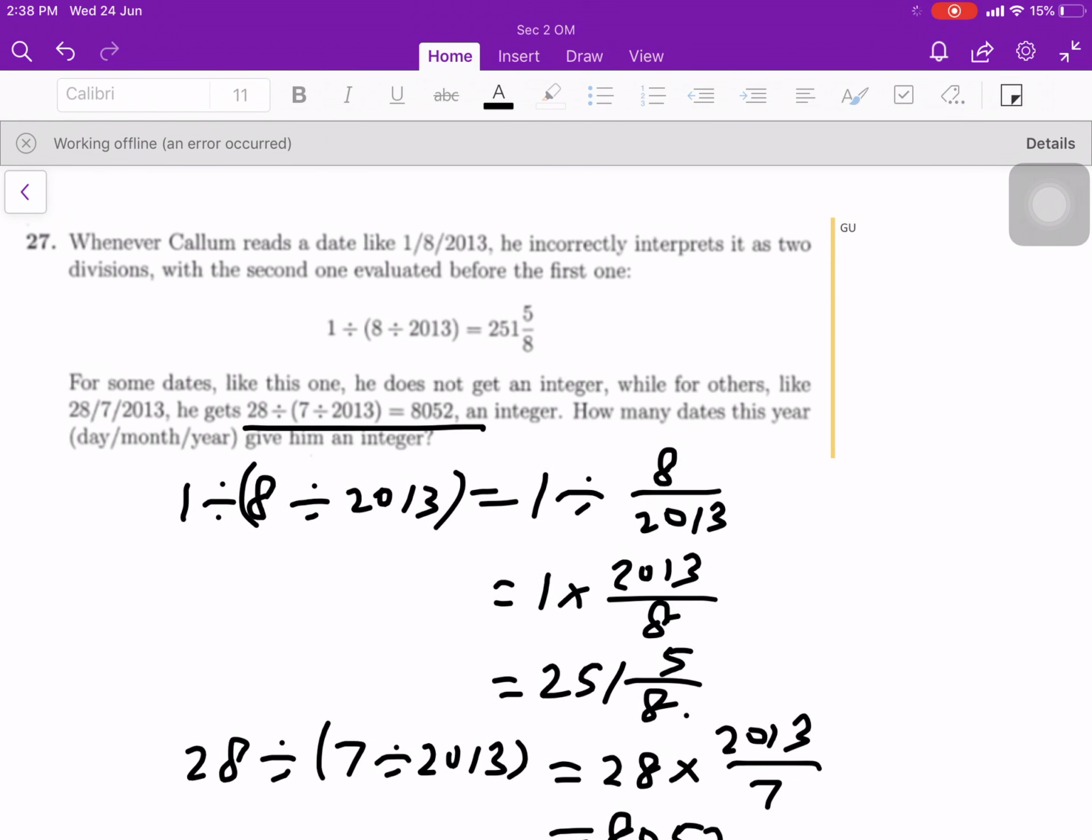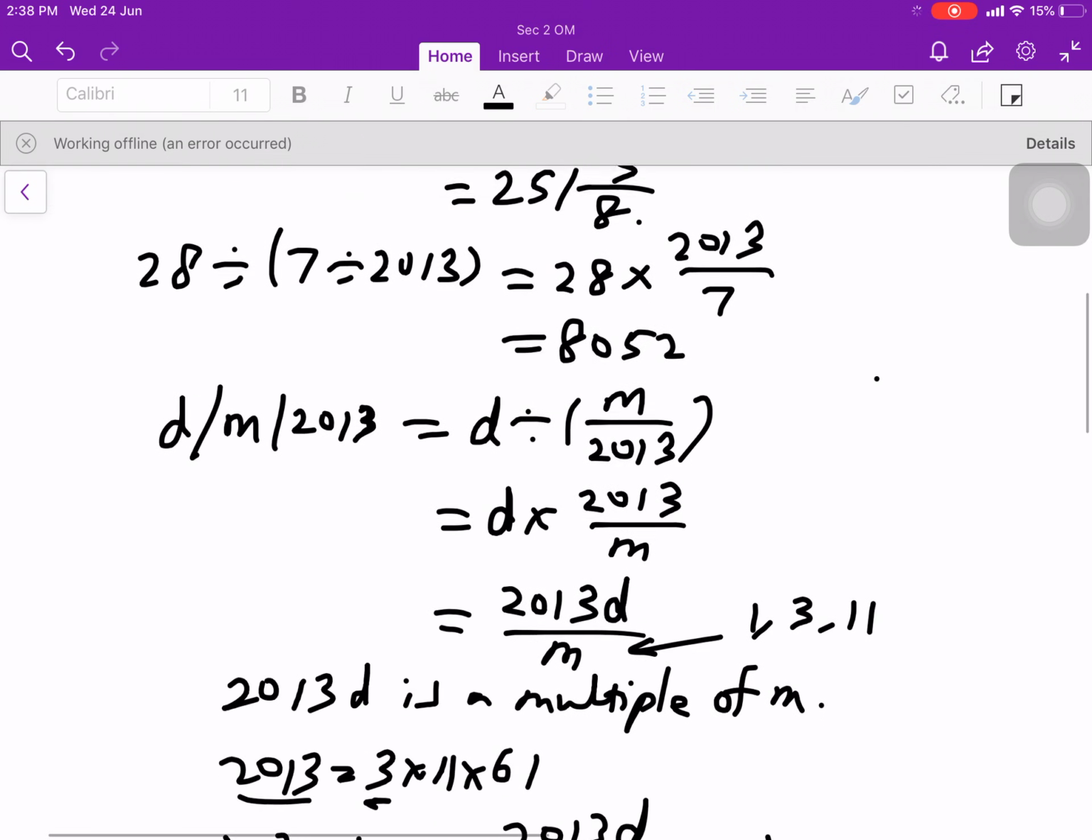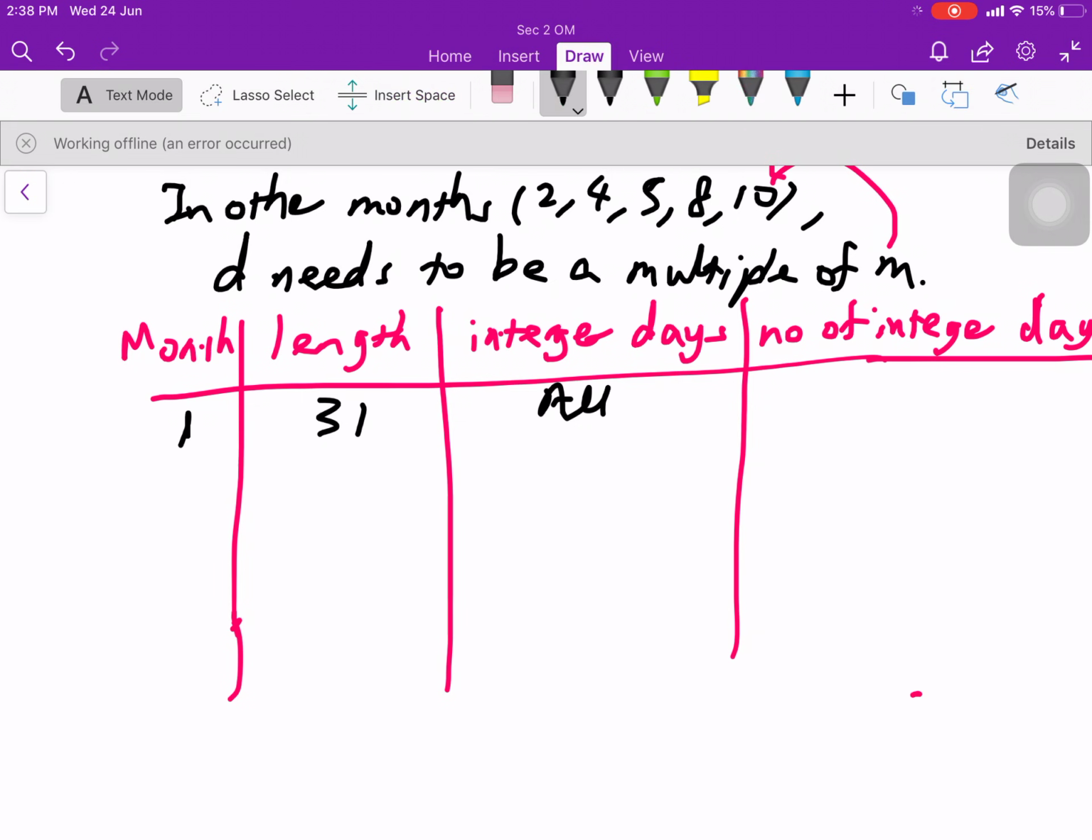Okay, how many days this year give you an integer? That means we call those dates integer days. Then in this case, when we say all, we know that in the month of January there are 31 days. Therefore, the number of integer days is actually 31, right?